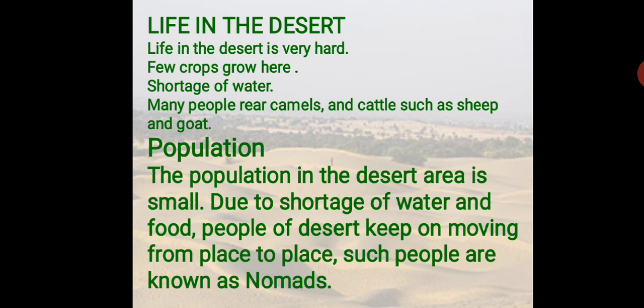Now, next point is about the population of the desert. The population in the desert area is very small. Very few people actually reside over there. Due to shortage of water and food, people of the desert keep on moving from one place to another. I told you earlier, vegetation or plantation farming is very less. Shortage of water is a common factor.